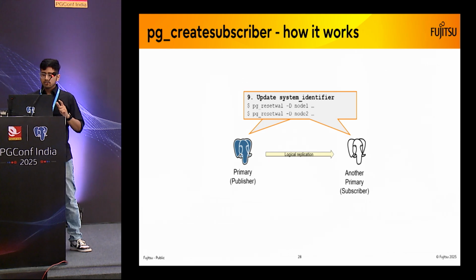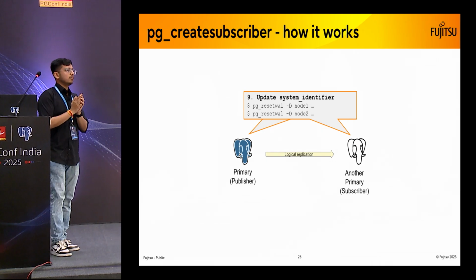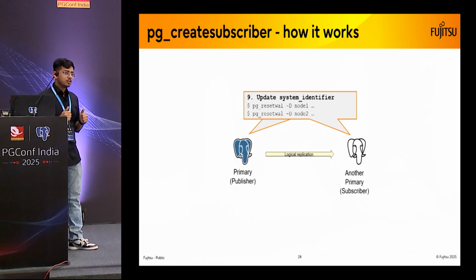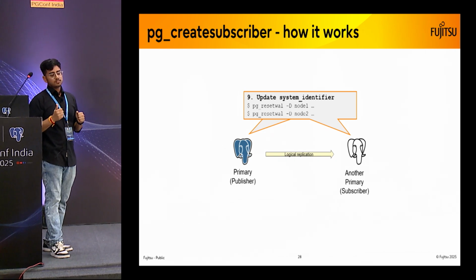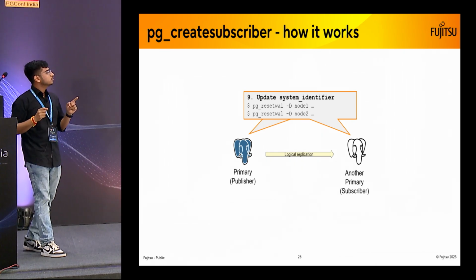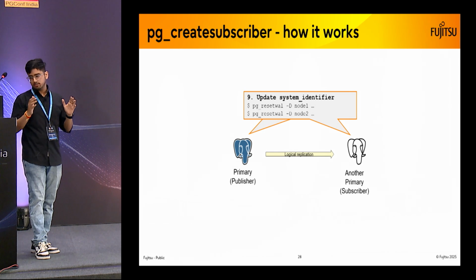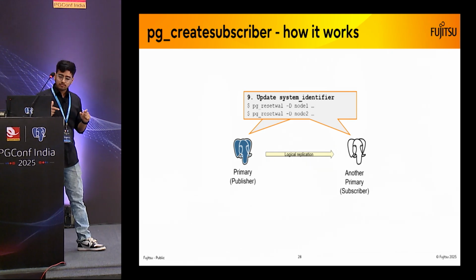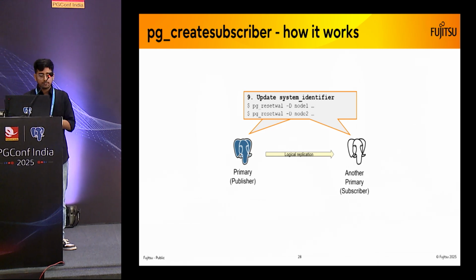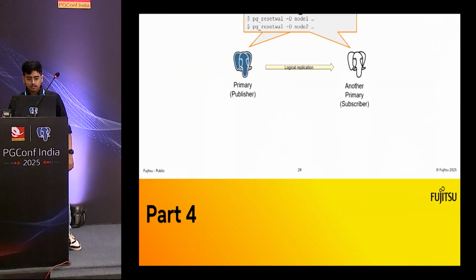We also need to update the system identifiers. In Postgres, every instance has a unique system identifier, but when they are in streaming replication, the system identifier on both is identical, and we use this to check whether both instances are in streaming replication or not. But in this case, we have already converted to logical replication, so we need to update that system identifier. We do that step, and finally the setup is completed.